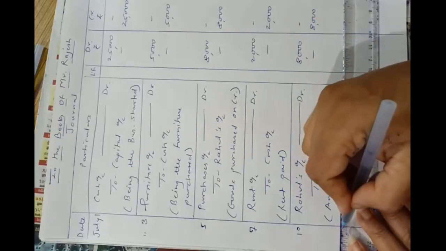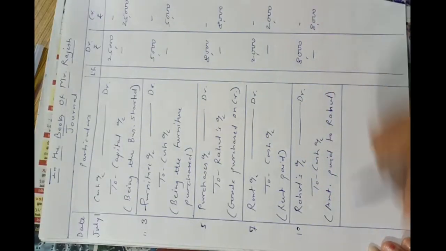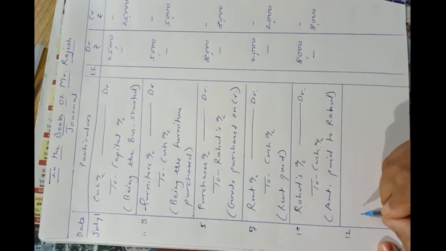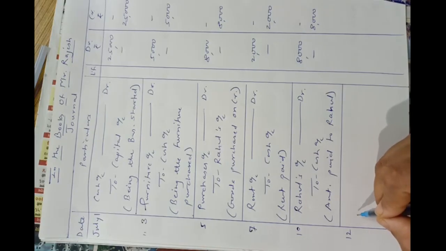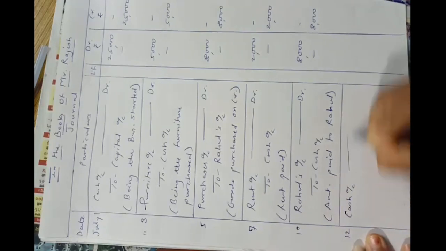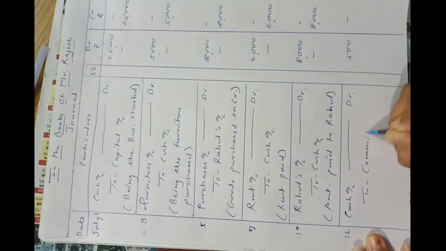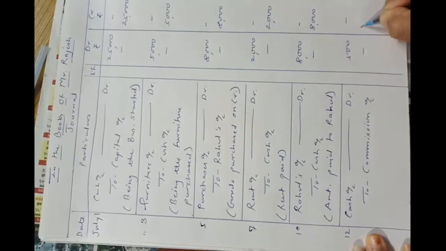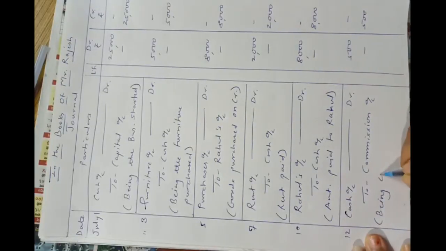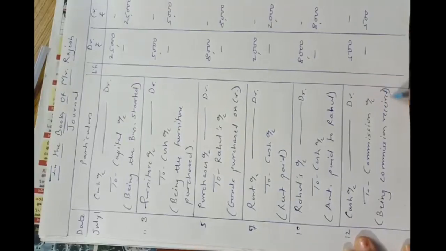Now the next entry, that is 12th July. Received commission rupees 500. So here two accounts will be involved, that is commission account and cash account. We are receiving commission rupees 500. So entry will be cash account debit 500 to commission account 500, being commission received or only commission received. This is the entry.